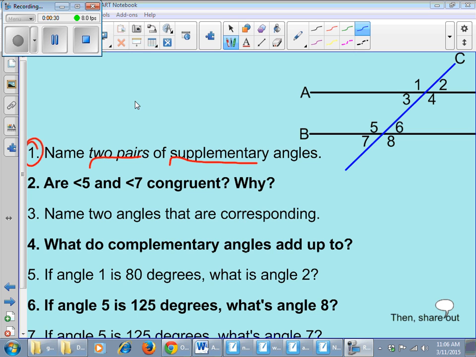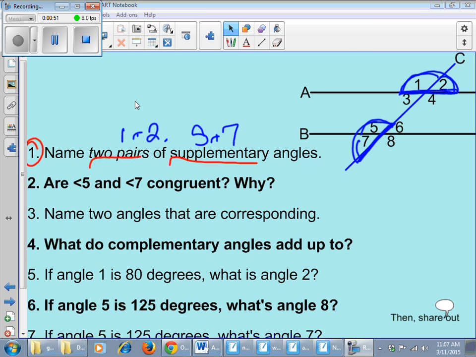One pair is angle 1 and angle 2. Together they make this straight line, so 1 and 2 are a pair of supplementary angles. Another pair is angle 5 and angle 7. They make this straight line, so together 5 and 7 make a pair of supplementary angles.